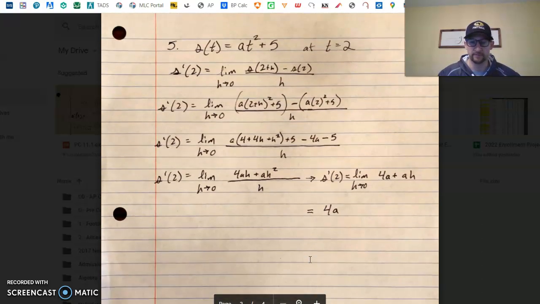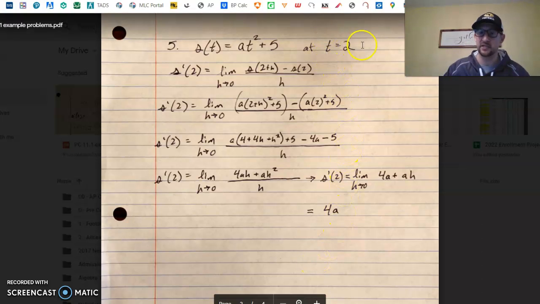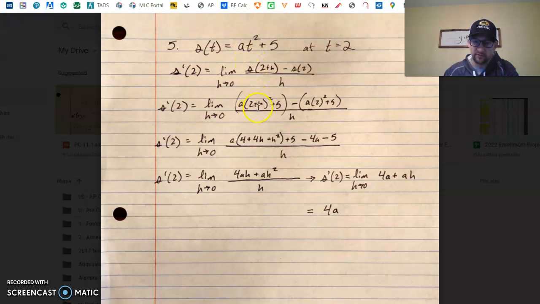Scrolling down to number 5. So again, same deal. Find the instantaneous velocity at t equals 2. Our function is now a times t squared plus 5, where a is some constant multiple. So same process. S prime of 2 is the limit as h approaches 0 of s of 2 plus h minus s of 2 all over h. 2 plus h gets plugged in for t. There you go. A times 2 plus h squared plus 5.